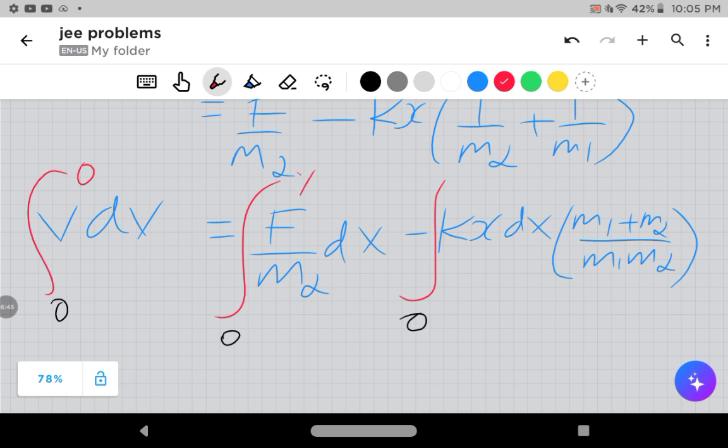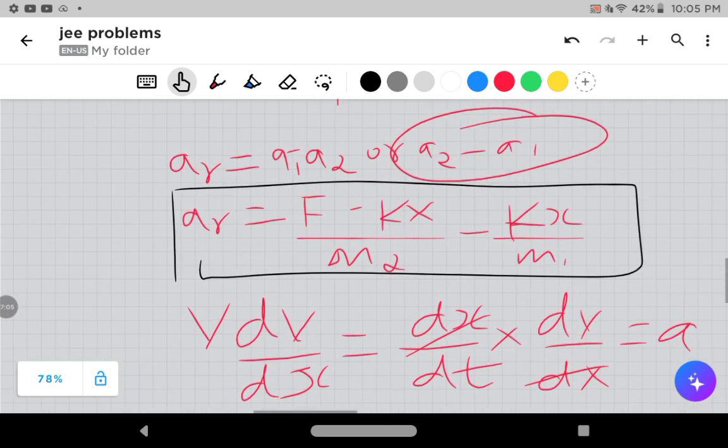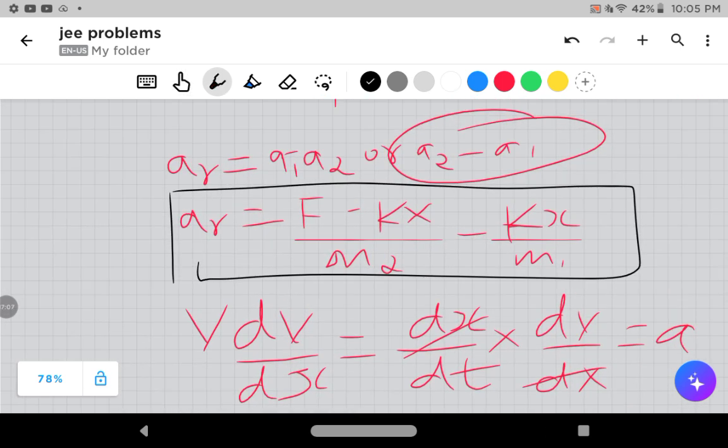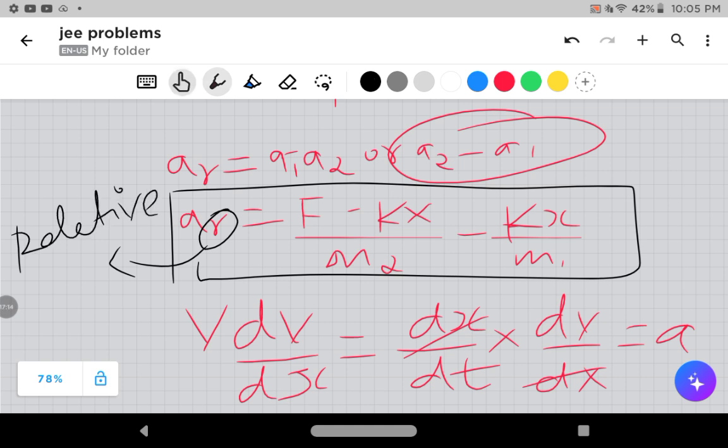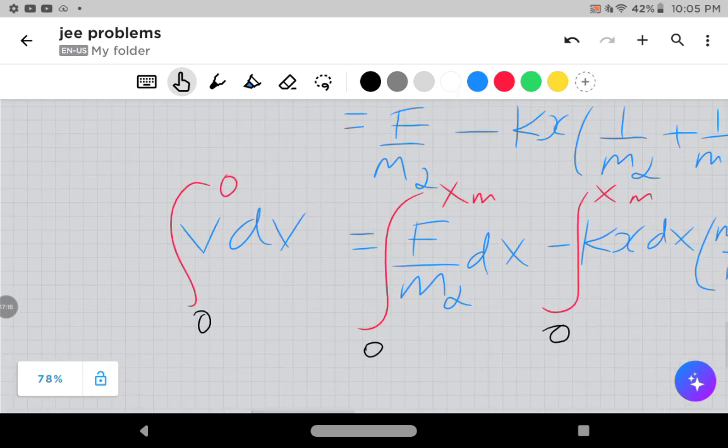Here elongation is maximum, x max. But brother, why is it 0? Bro, I have already said that relative velocity was 0. At that point, the elongation is maximum. So in this complete set of questions, we're just taking relative acceleration. What does the R denote? Relative. Then why doubt yourself? So the final velocity is 0.